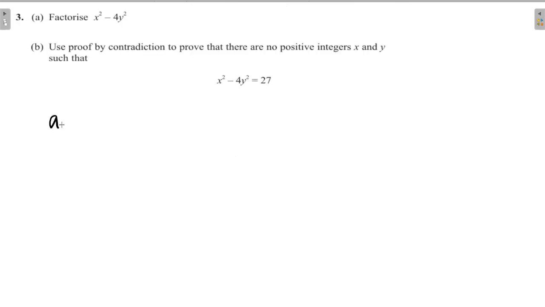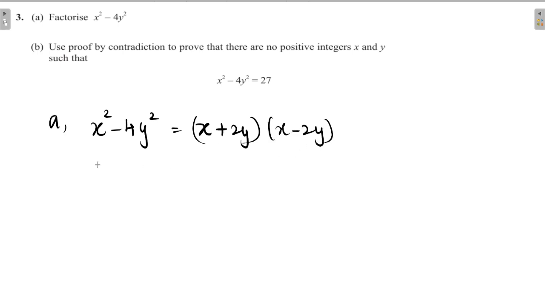Part A. Factorize x square minus 4y square, which is equal to, this expression is in the form of a square minus b square, that is x plus 2y times x minus 2y.